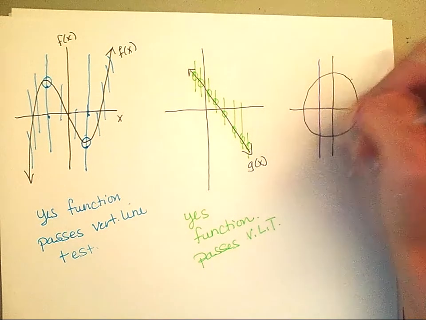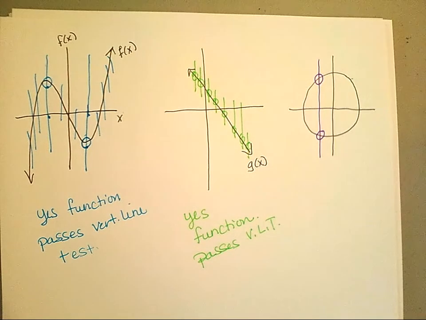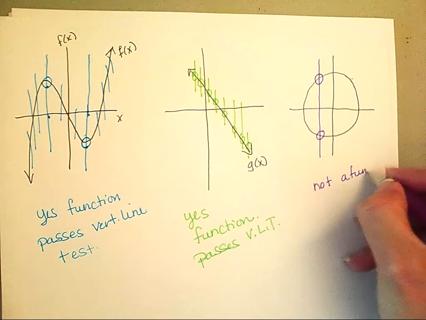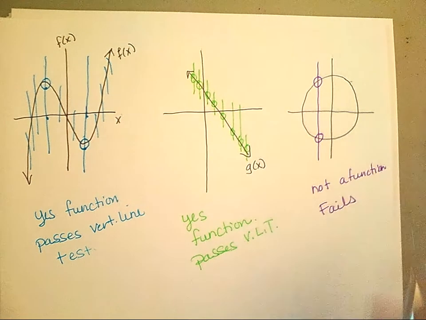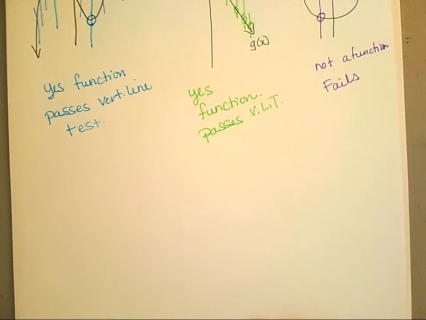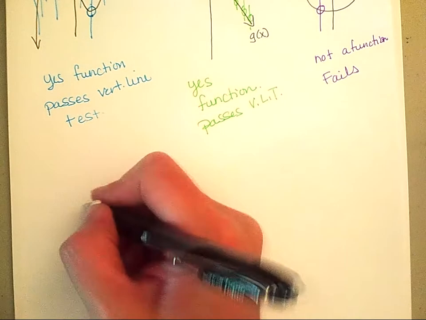Now here with the circle, if I use the vertical line test, we can see that this is not a function. It fails our vertical line test. So that's a quick way to determine graphically whether something's a function or not.